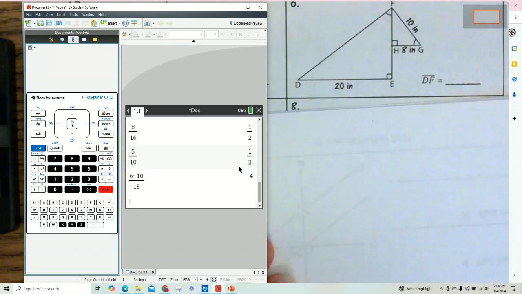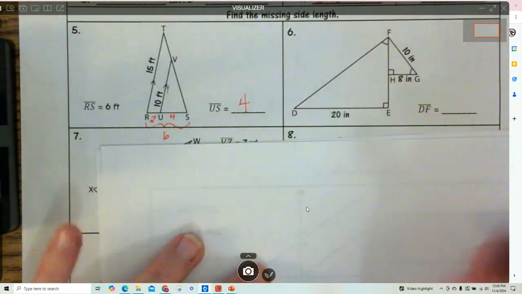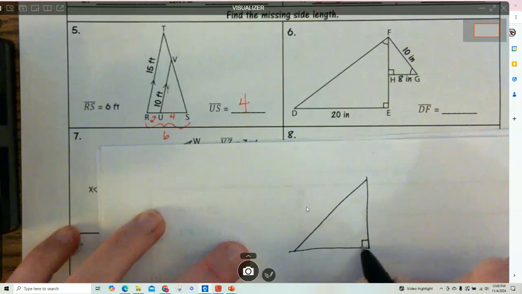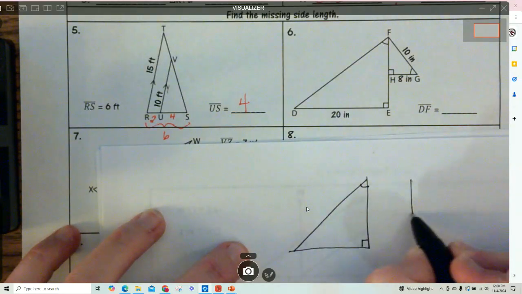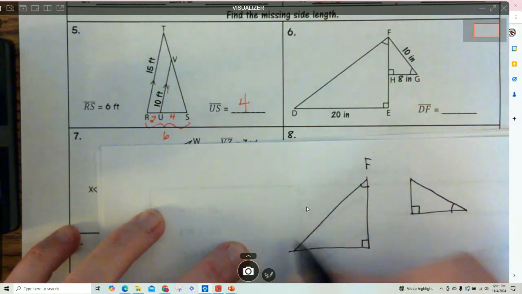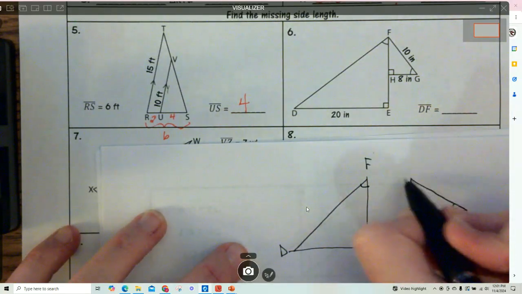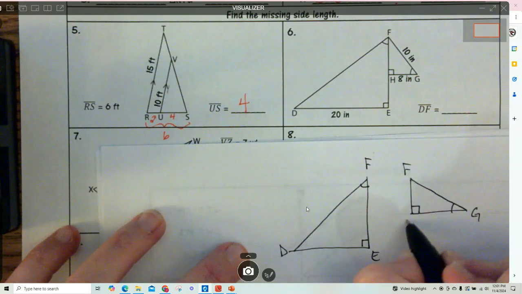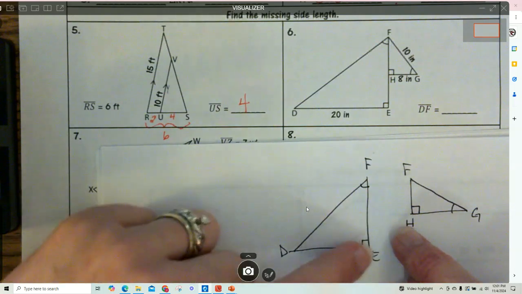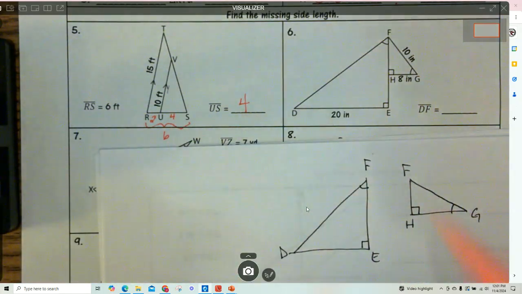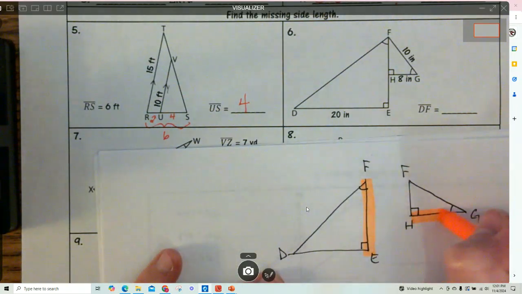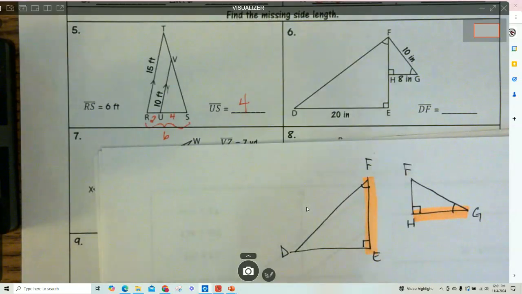So let me drop this calculator down so I've got plenty of room. All right, I've got the big triangle, and then I've got this little triangle. This is F, D, E, this is F, G, H. Pay attention to the angles. So the 2 that are marked, that side would go with the 2 that are marked here with this side. Okay, it's been turned. It's kind of wonky.